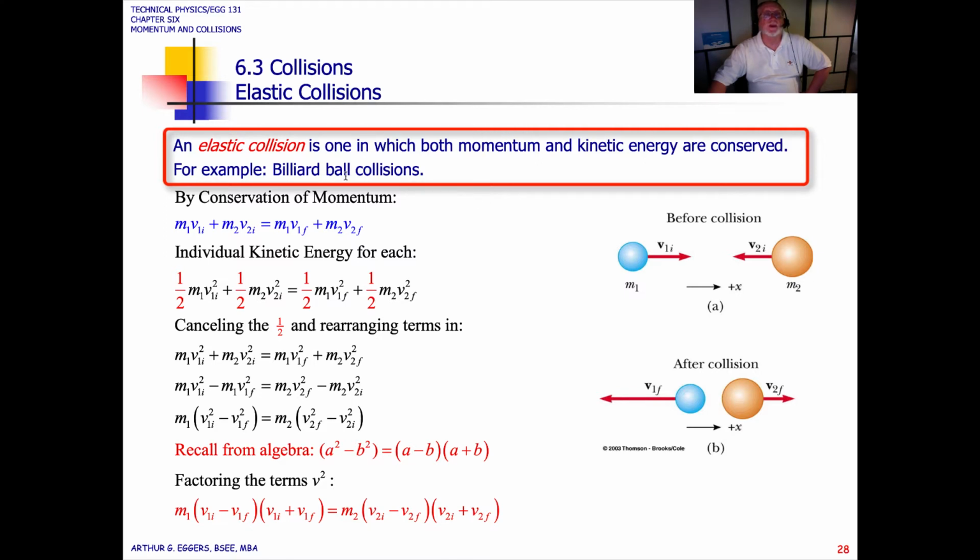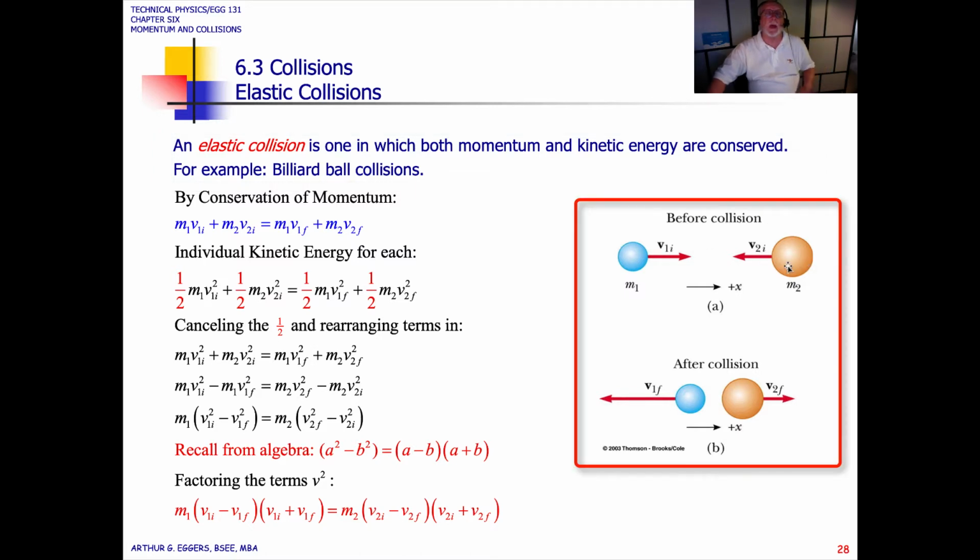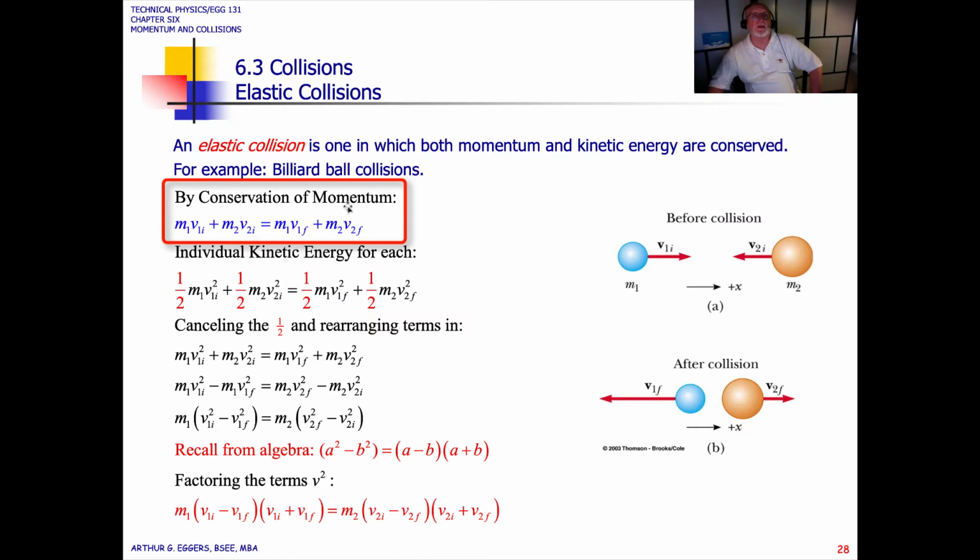So let's look at two billiard balls. We're going to have a collision between two billiard balls coming at each other, different masses, different velocities, and let's see what goes on. So by conservation of momentum, we use the full-blown relationship.